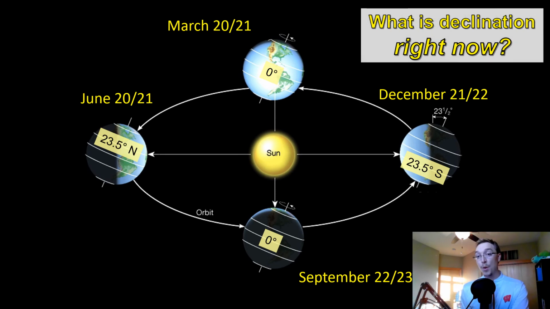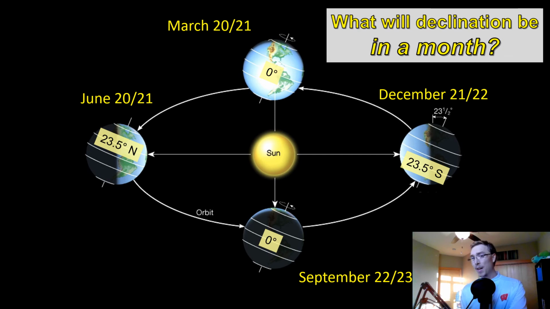What's declination right now? What will declination be in a month? And these aren't answers that I will be able to provide. You have to think of where we are. You can use our closest proxy. We just passed through fall, so you have a good idea of what they were on September the 22nd or 23rd.